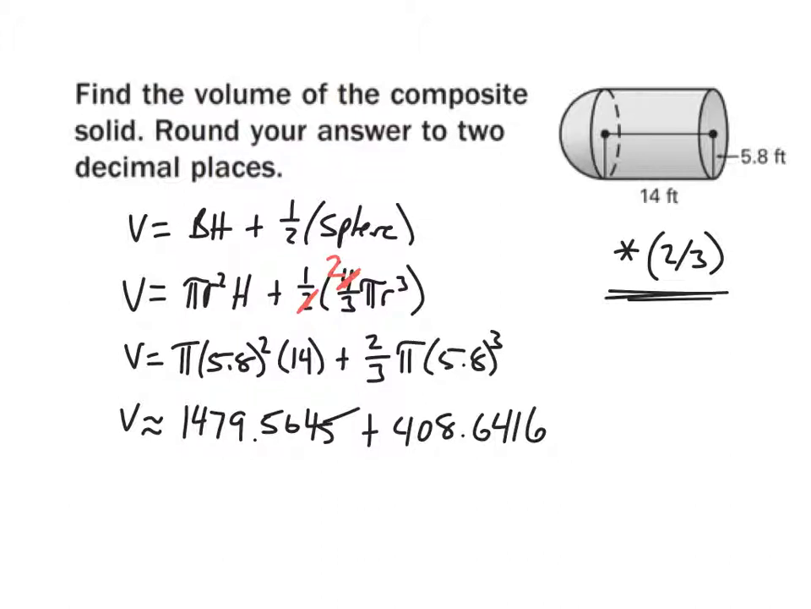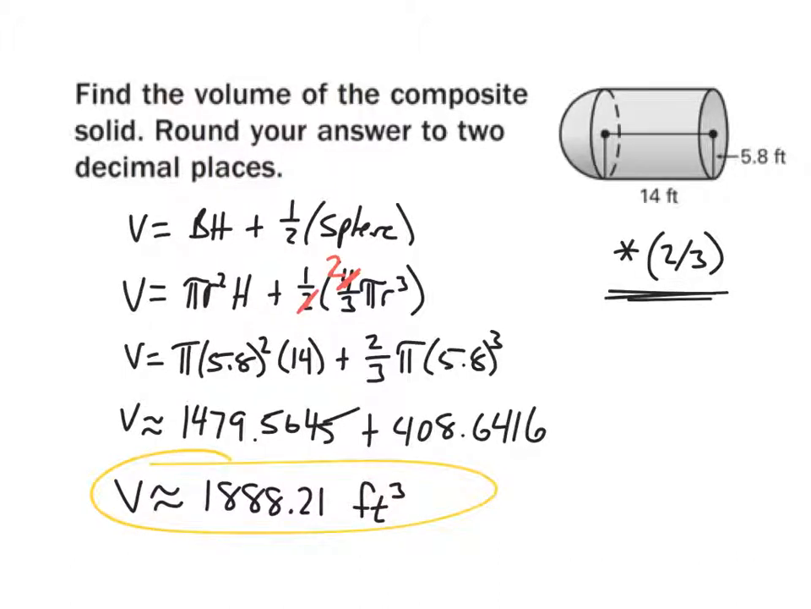Everybody there? Doing okay? All right, well, our last step is to add those two things together. Please remember, you rounded stuff, so we need to use our rounded answers here to show our proper work. So 1479.6545 plus 408.6416 gives us our grand total of 1,888.21 cubic feet. Make sure to round to what they ask you to round to. Proper rounding to 2 decimal places is what they ask for. Okay? Questions?